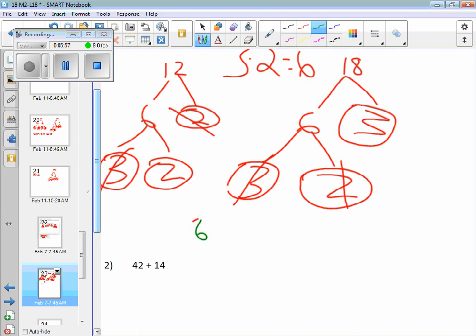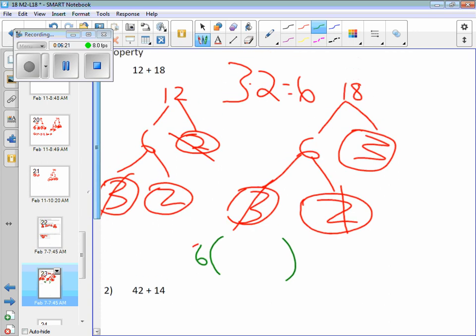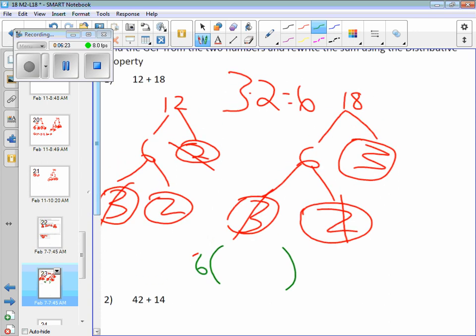So that's going to go outside the parentheses. 6. Did you get 6, Gab? What'd you get? I'll look at it in a minute. What goes inside the parentheses? Matt? Right, because after you factor that out, you say to yourself, 6 times what makes your 12? Oh, well, that's 2. 6 times what makes 18?